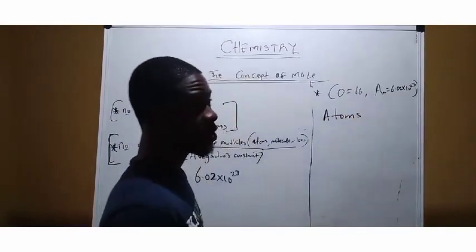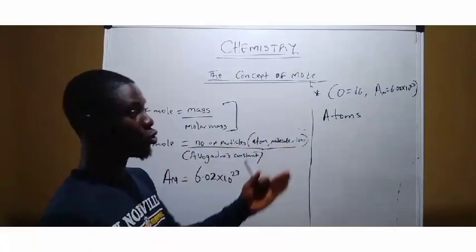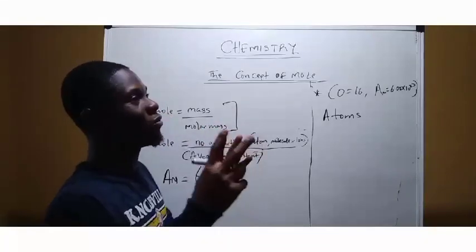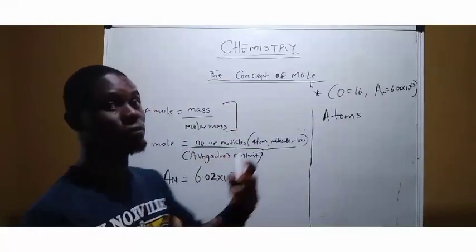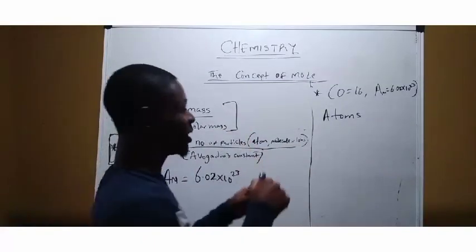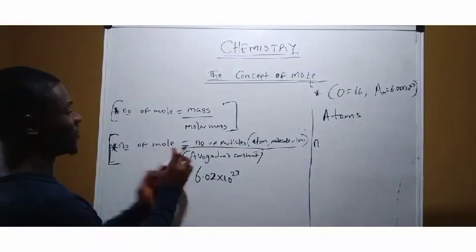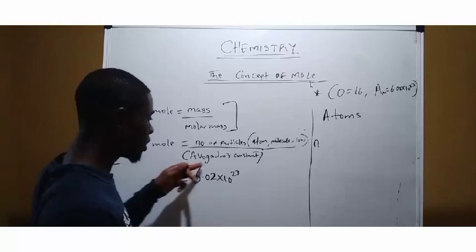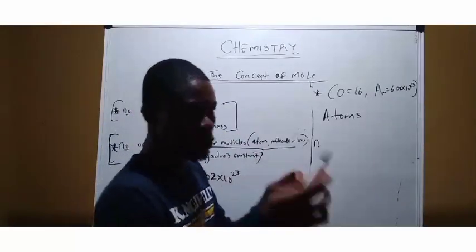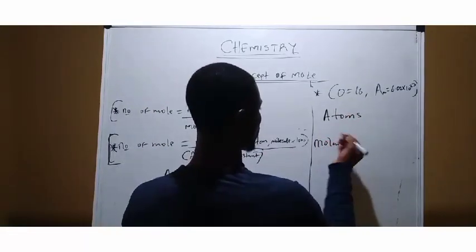Be careful. I told you the number of particles can be atoms, molecules, or ions. Whenever they ask you to find the number of atoms or the number of molecules of a given substance, the best relationship to use is this one: the number of moles of a given substance is given by the number of particles divided by Avogadro's constant, because the number of particles is what you are asked to look for. Now from that question we have the molar mass.